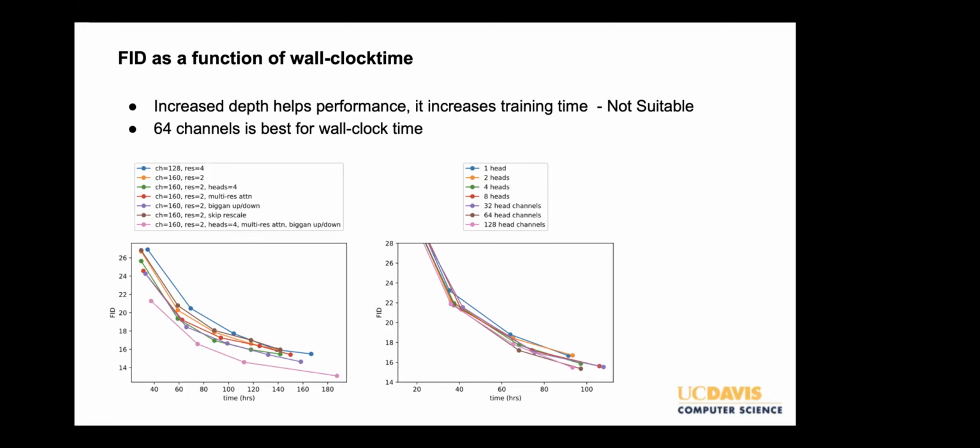So here you can see the 64 head channels that is marked in brown. It takes less amount of time. So this is how they see the improvement in the FID as a function of the wall clock time.